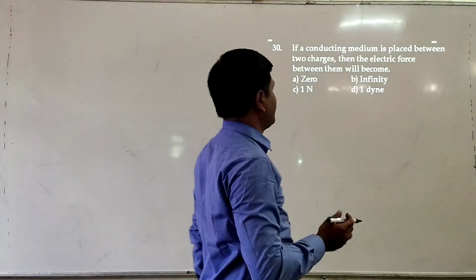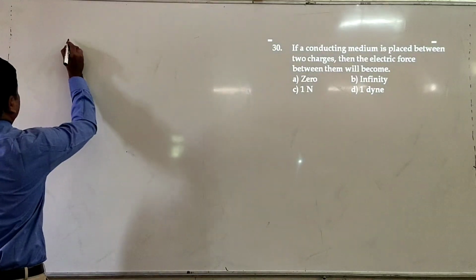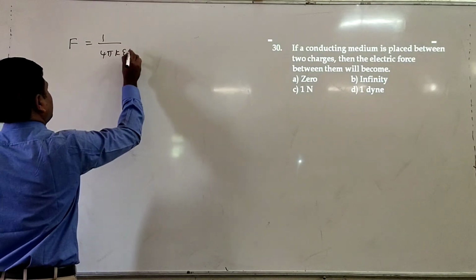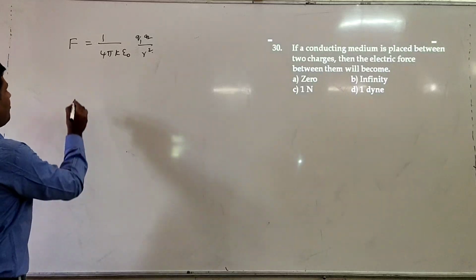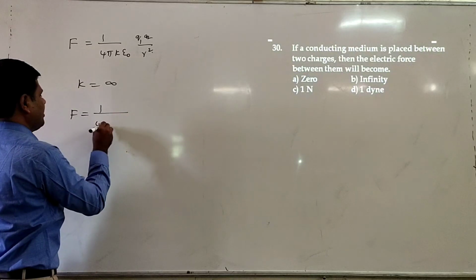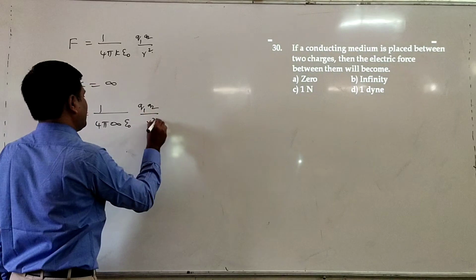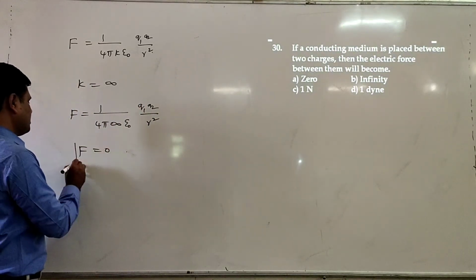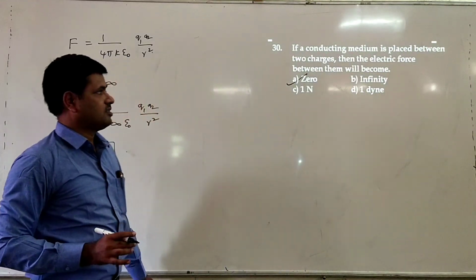If a conducting medium is placed between the two charges, the electric force between them will be? Now, F is equal to the formula 1 by 4 pi K epsilon naught into Q1 Q2 by R square. In a conducting medium, K is equal to infinity. Metals are conducting mediums, K value is infinity. Infinity into epsilon naught by Q1 Q2 by R square. This total value is infinity, something divided by infinity is equal to 0. Means F is equal to 0. Now the force value is 0. Right, this is question number 30.